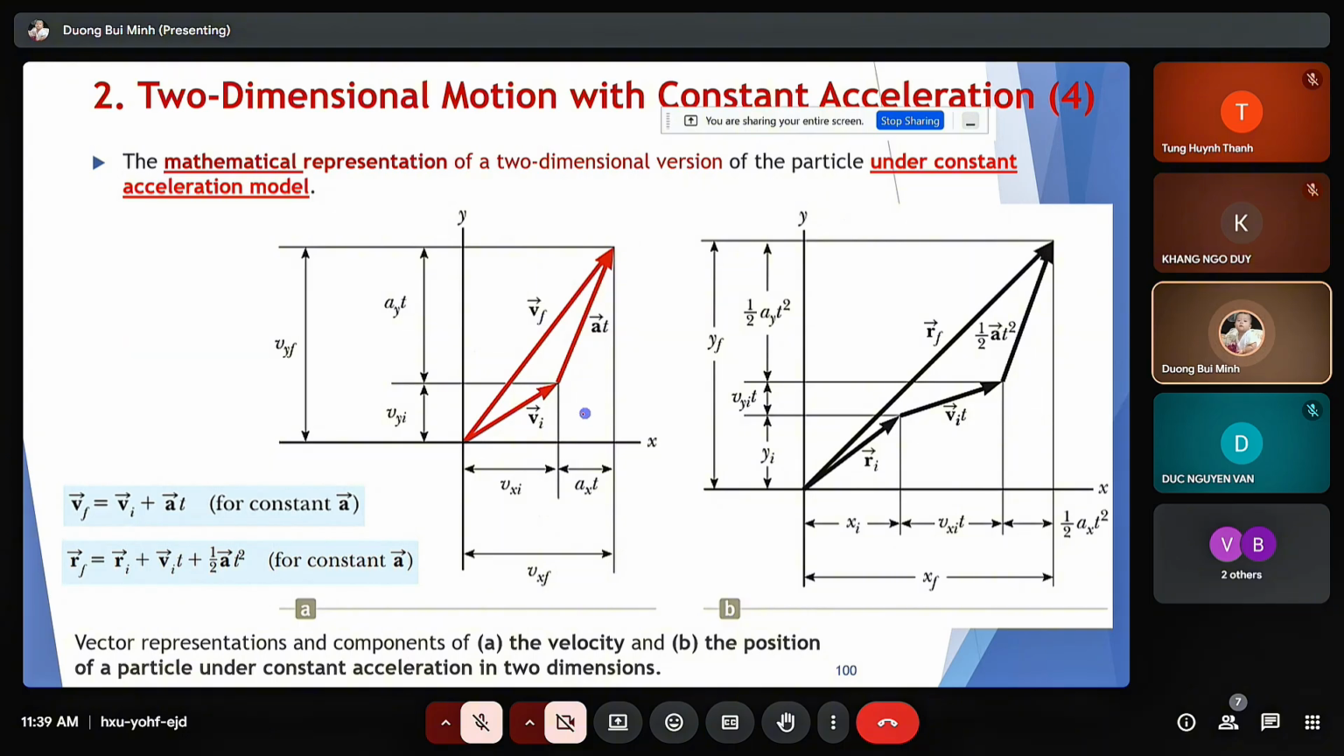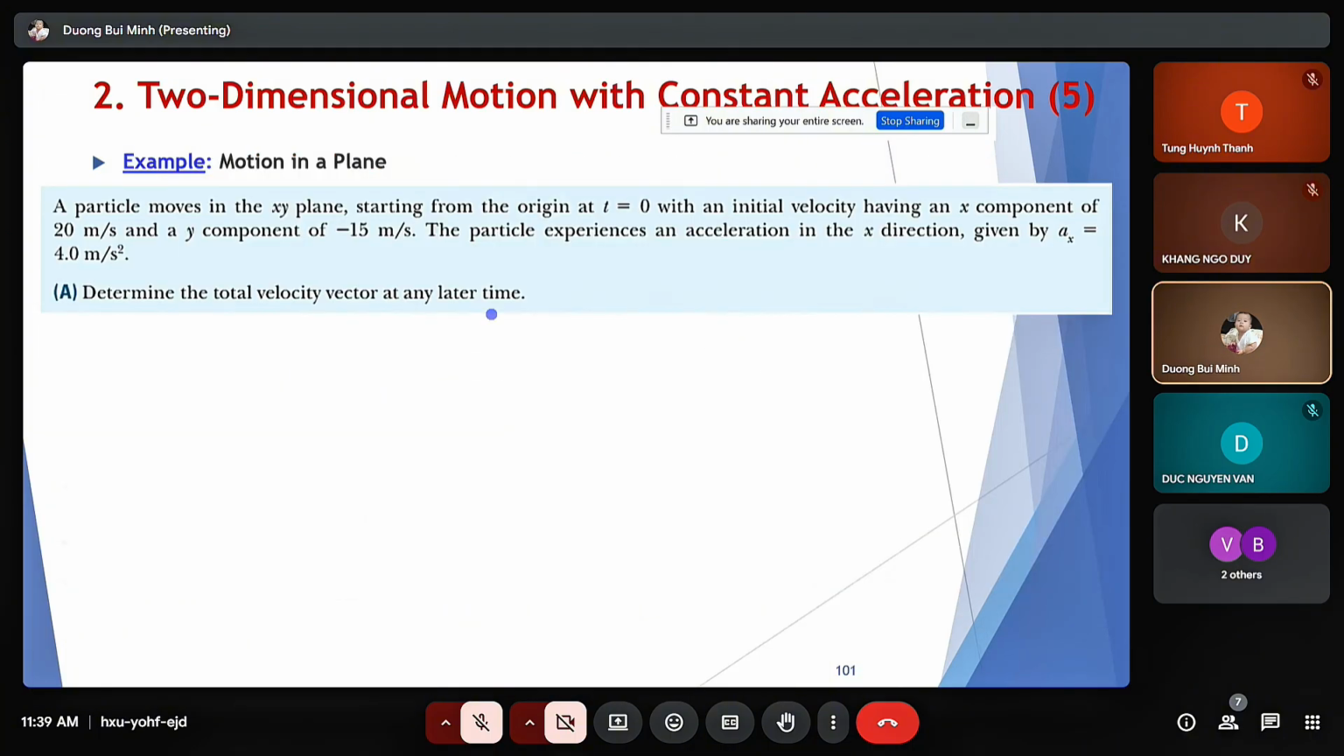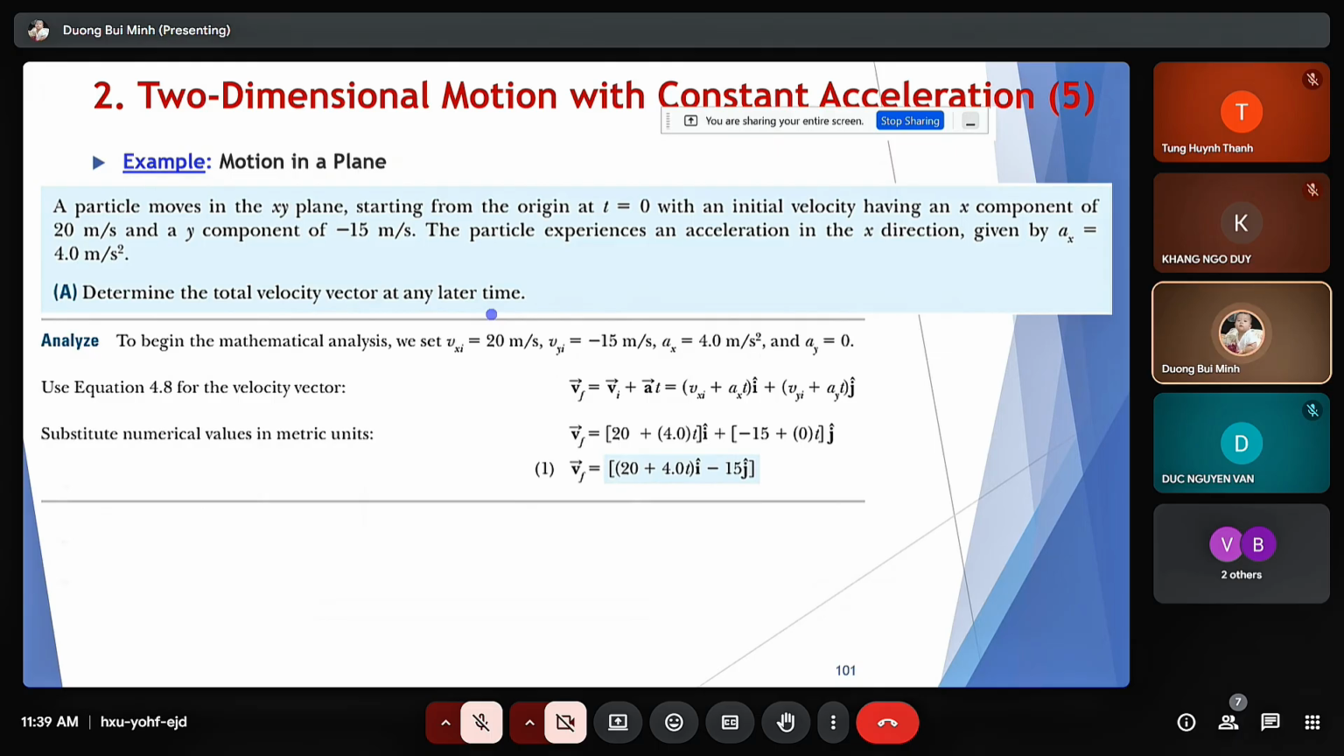Vf is Vi plus At, right? So for Vi you get Vxi, Vyi, and for At you get Ax times t and Ay times t. You can get Vf. That means we analyze the formulas into two components, x-axis components and y-axis components. Example.